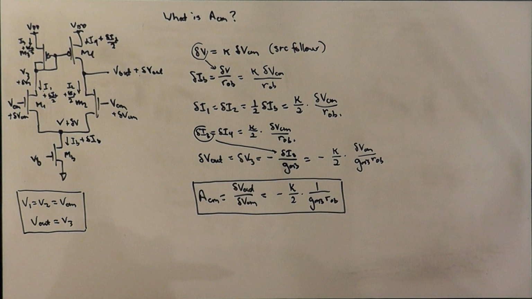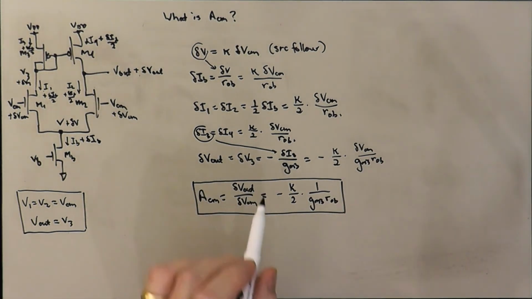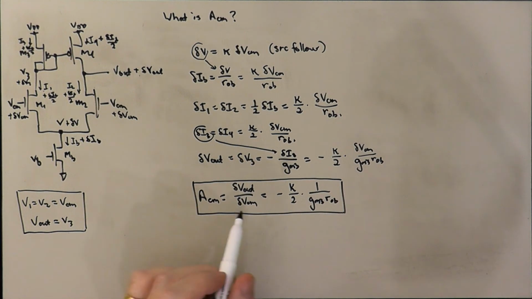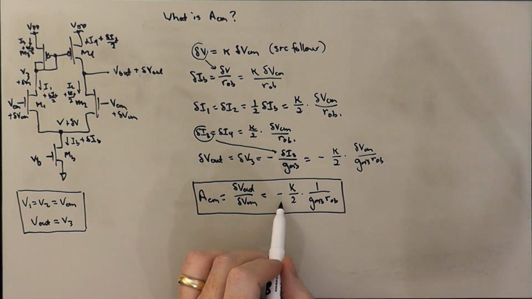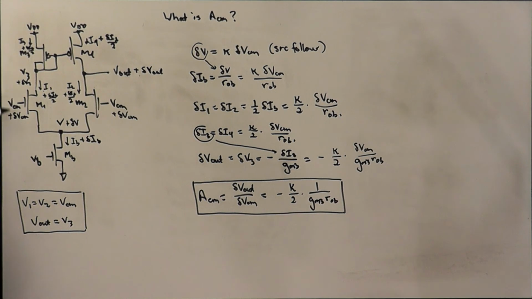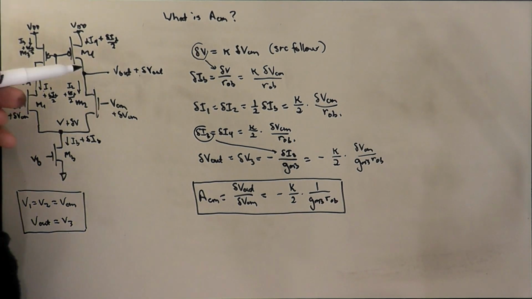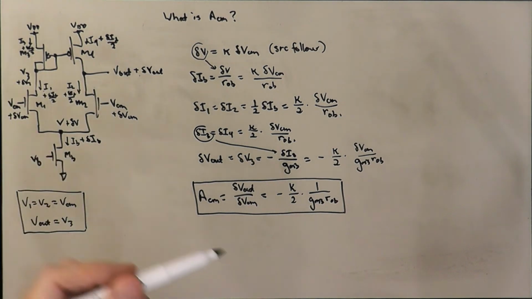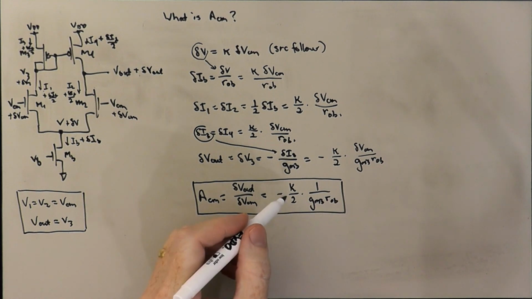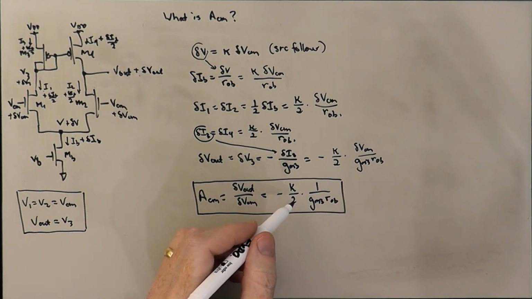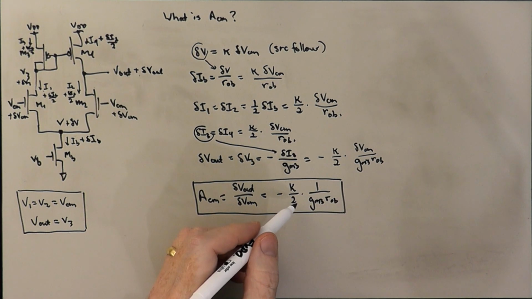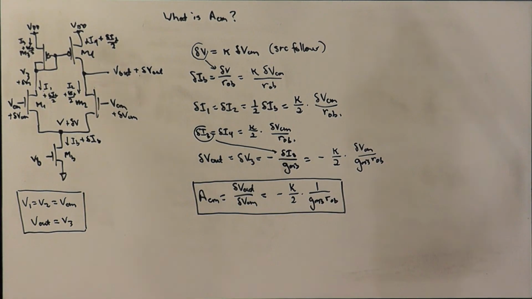Now, what kind of number is this? We have here something that's negative. Okay, so it's a negative number. So an increase in the common mode will result in a decrease in V out. Kappa is a number that's somewhere in the range of 1/2 to 1, and so kappa over 2 is going to be something in the range of 1/4 to 1/2. Okay, that's on the order of unity, or so. But what's this GM3 times ROB?